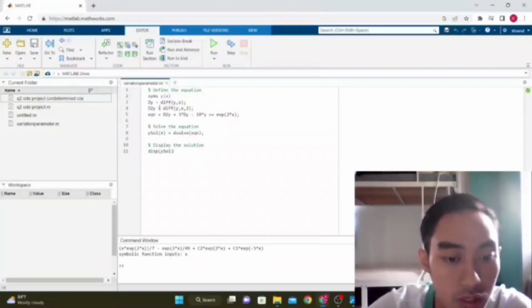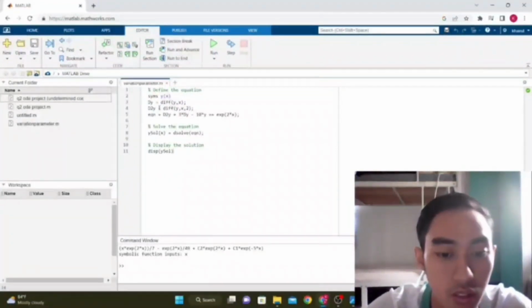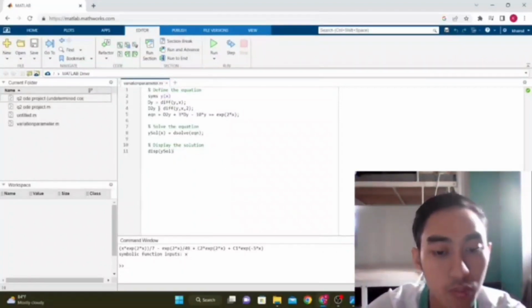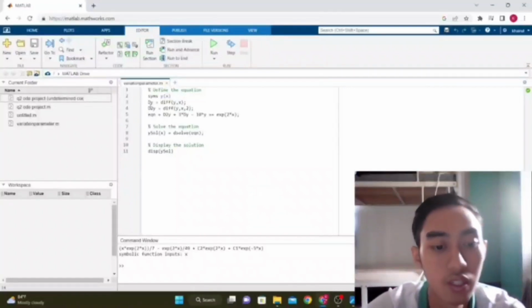So for the next one is this line: calculate the second derivative of y(x) with respect to x and store it in the symbolic variable d2y.